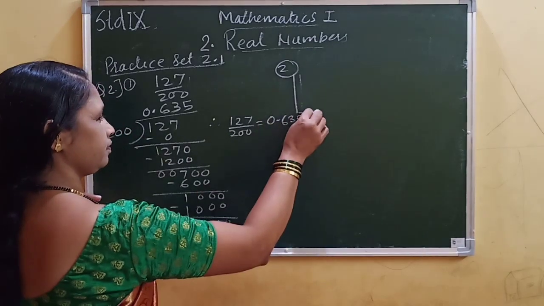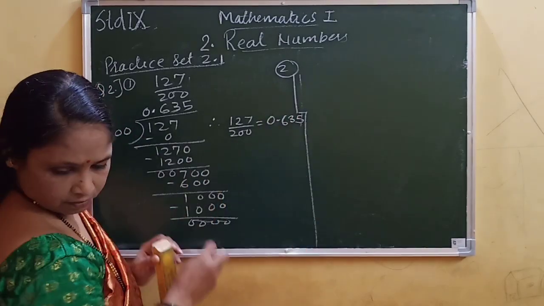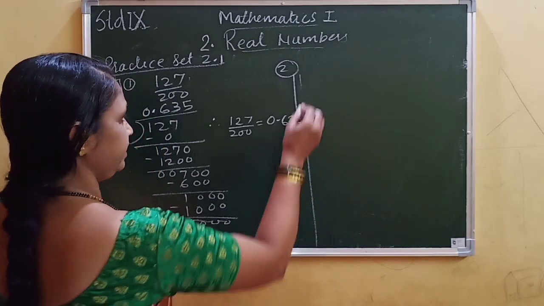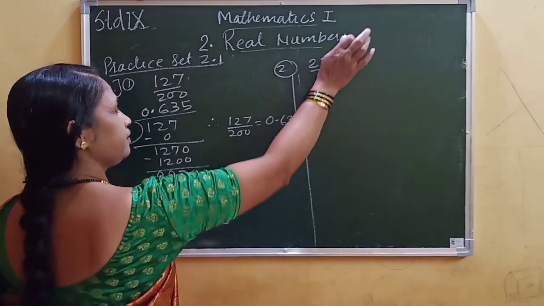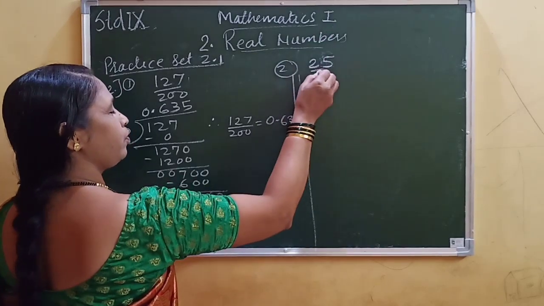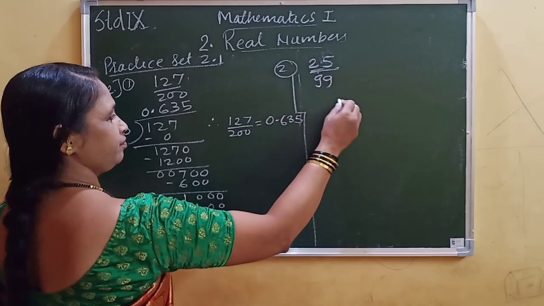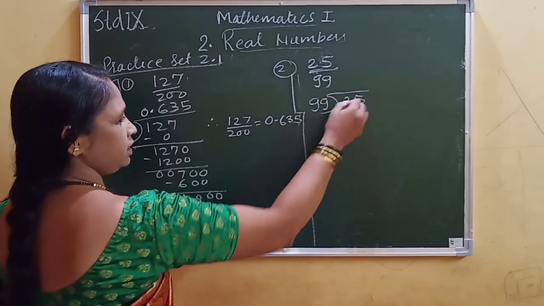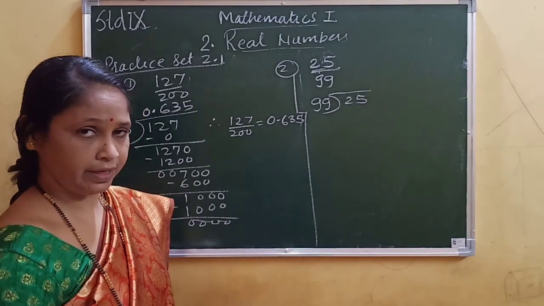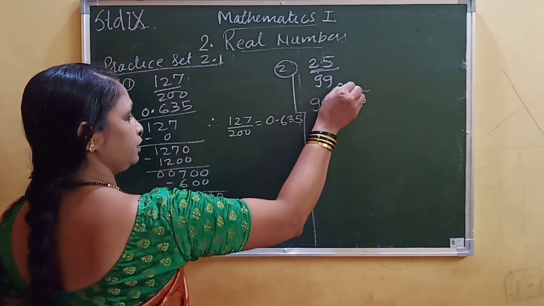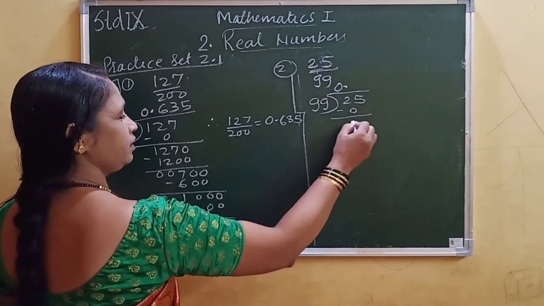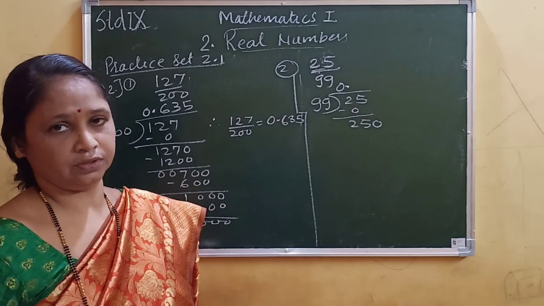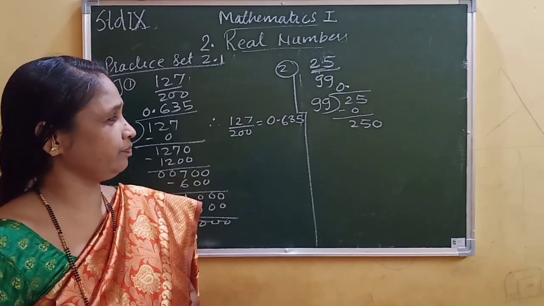Second example: 25 upon 99. What do we have to do? Now, 99 is not divisible by 25, so what do we take? We put a 0 point, so here it will be 0. So 250 and 0 means how much will come? 250.